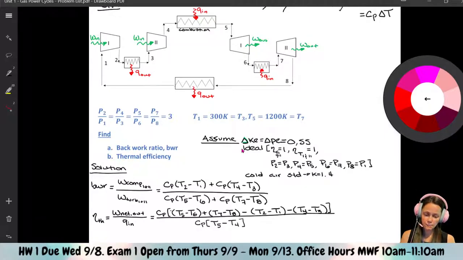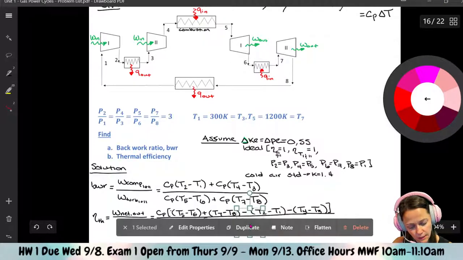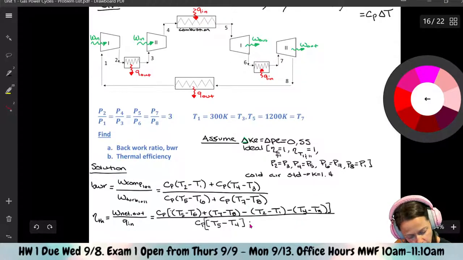Is it CP delta T or negative CP delta T? You could also just kind of reason that T5 is going to be bigger than T4 because it's going to be bigger after you add the heat than before it. And of course, you've also got one between 6 and 7. So this would be T7 minus T6.